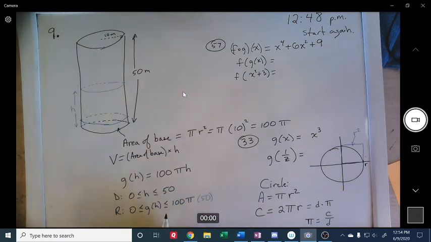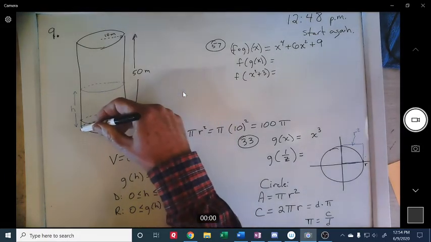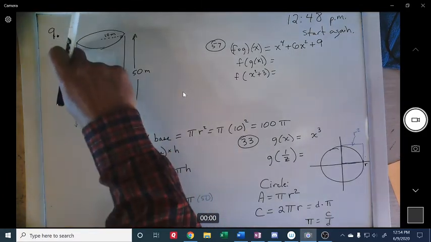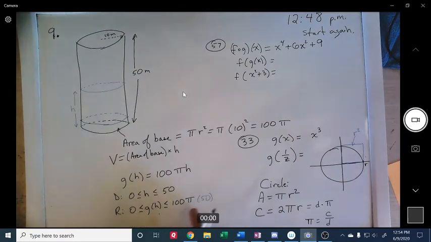So then it asks you to also find the domain and the range. The h's can go from 0 to 50. And then the g of h would go from 0 to what you get when you substitute 50 for your h over here.